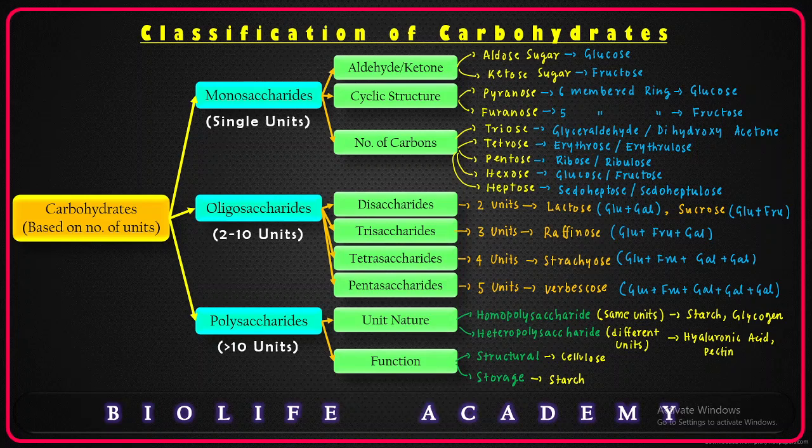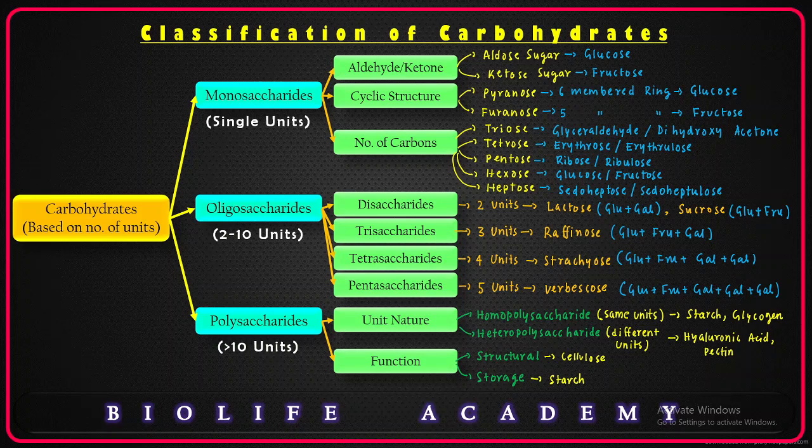If the carbohydrate forms a 6-membered ring, it is called pyranose. And if it forms a 5-membered ring, it is called a furanose. Examples are glucose and fructose. The number of carbons is also a basis of classification of monosaccharides.